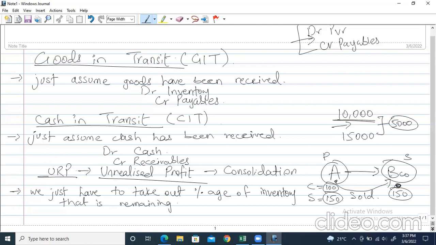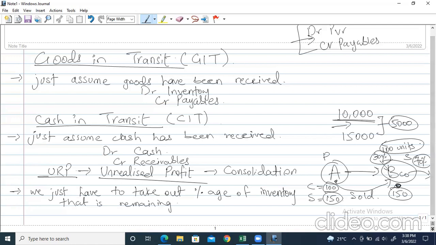Let's say A company sold something to B company, and let's say there were 100 units of this product. And let's say 70% of the goods B company sold to other companies, to its customers. So how much inventory will still be left? Only 30%, right? Only 30% will be in the warehouse of B company.